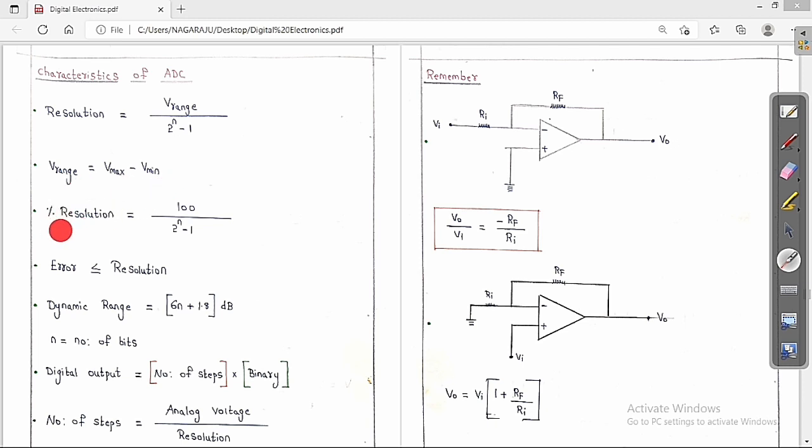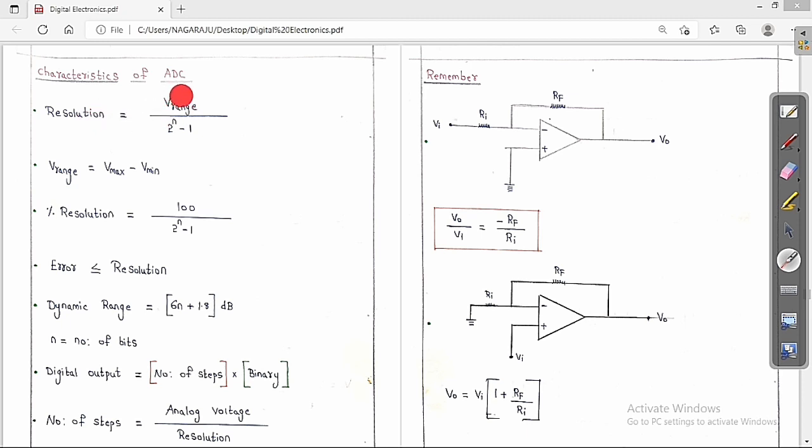And if you want percentage resolution, it is equal to 100 by 2 to the power of n minus 1. And error should always be less than or equal to resolution. Dynamic range is equal to 6n plus 1.8 in dB, where n is the number of bits. Digital output is the number of steps into binary format, and number of steps is the ratio of the analog voltage by resolution. These are the important formulas that you always have to remember in the characteristics of the ADC.